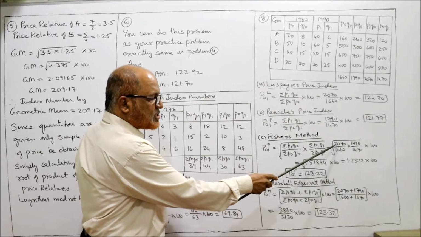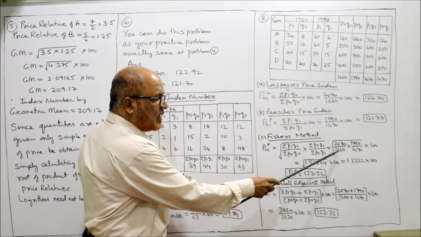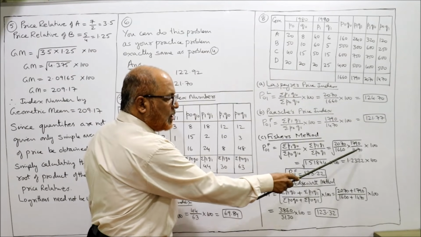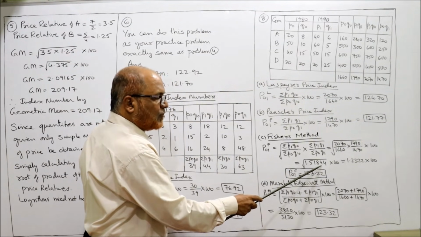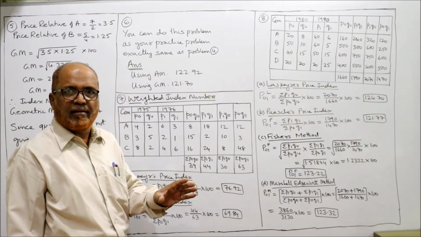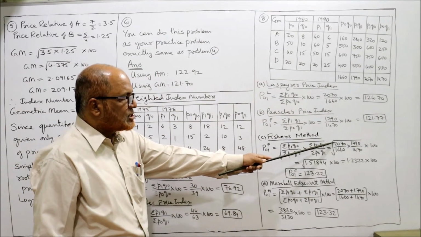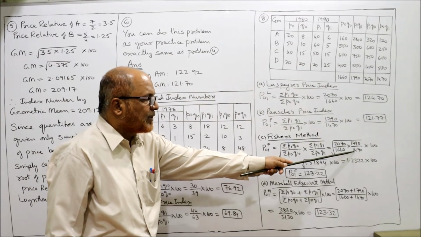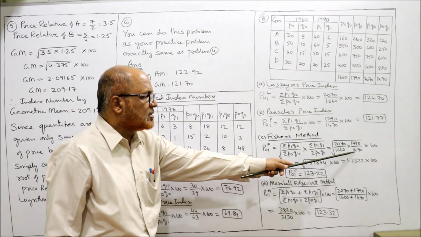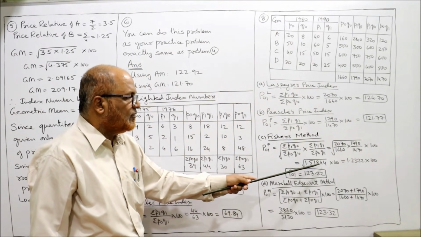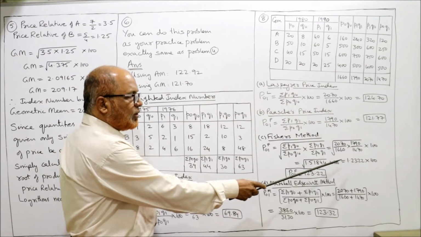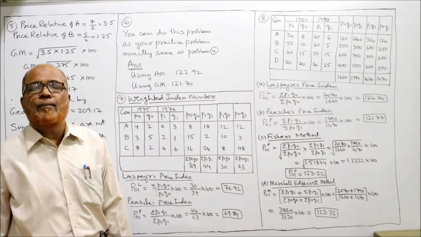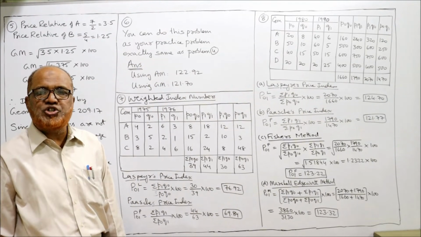Now we multiply. First you divide 2070 by 1660 into 1790 divided by 1470. You will get 1.51844. Check on your calculator. So you will get 1.51844 under root. After root you are getting 1.2322 into 100. So 123.22 is the price index as per Fisher's model.